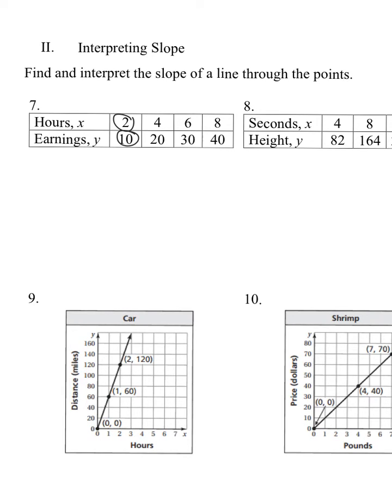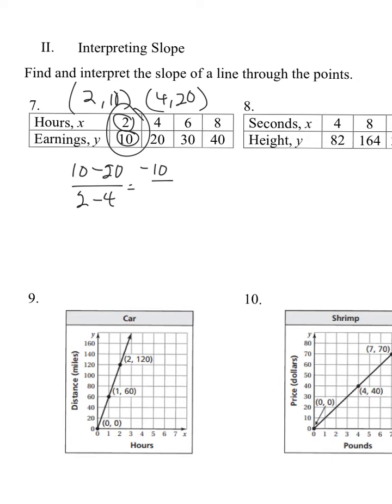We're going to take this first ordered pair of (2, 10) and the second ordered pair of (4, 20). And you have your earnings change in y, so 10 minus 20 over change in x, 2 minus 4. It's going to give you negative 10 over negative 2. So we found our slope is going to be a positive 5. The interpretation of this, though, is that you are earning $5, so your numerator is $5, over 1 hour.